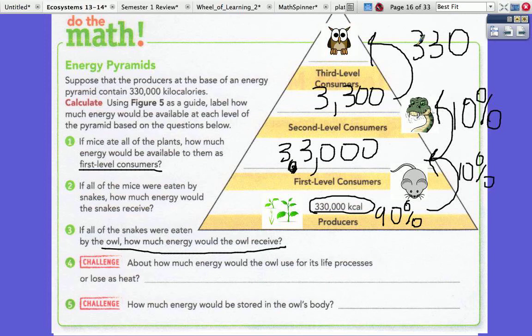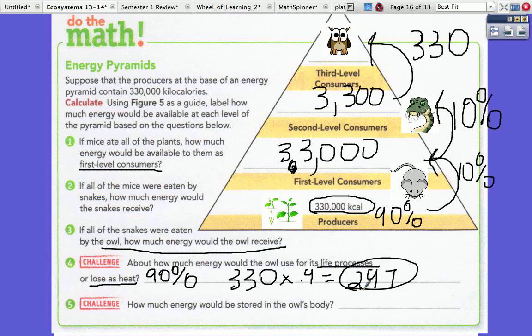About how much energy would the owl use for its life processes or loses heat? Anytime that you see life processes or loses heat, remember that's 90%. So get your calculator. What is 90% of 330, times 0.9? This gives me 297 that the owl uses himself. So that's what he has to have to actually live every day.